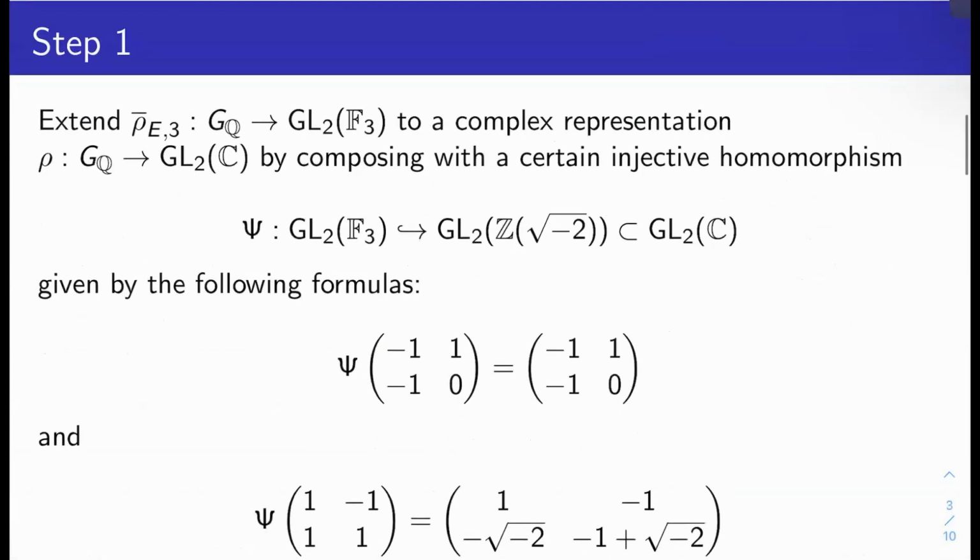Okay, so what are the steps? There are 4 steps to this. Step 1, we're going to take rho bar E3, which goes from GQ to GL2 of F3, and we're going to extend it to a complex representation rho from GQ to GL2 of C. And how are we going to do that?